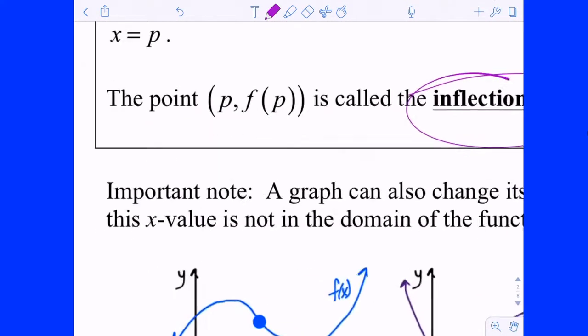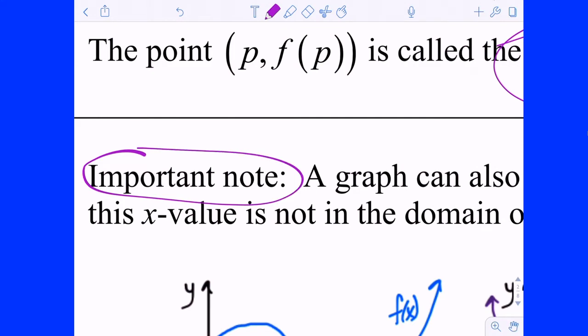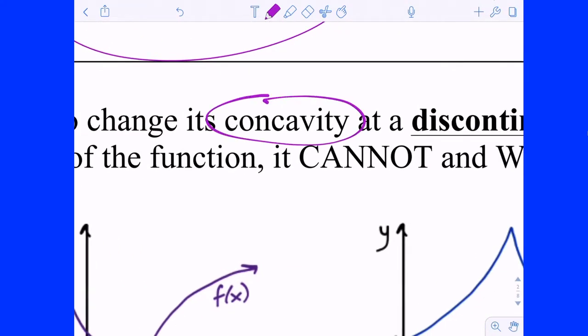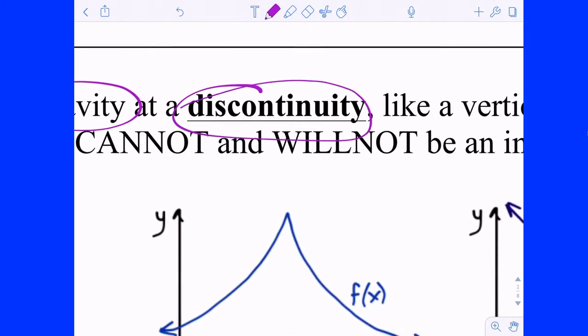Now, here's another important note, very similar to a first derivative note. A graph of any function can also change its concavity, not just at an inflection value, which is in the domain of the function, but also at a discontinuity, like a vertical asymptote. So could a vertical asymptote be a critical value if the function wasn't defined there? No. Okay. Same thing here with curvature change. If you have a vertical asymptote, it's going to make its way into the number line chart when you're testing intervals of concavity, but you're not going to call it an inflection value. Okay.